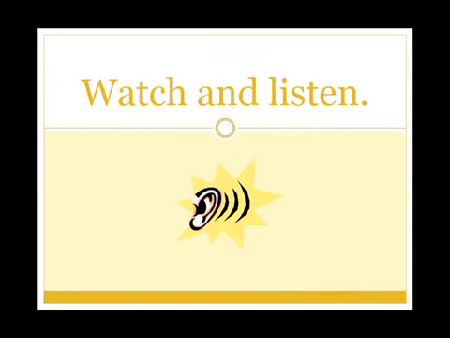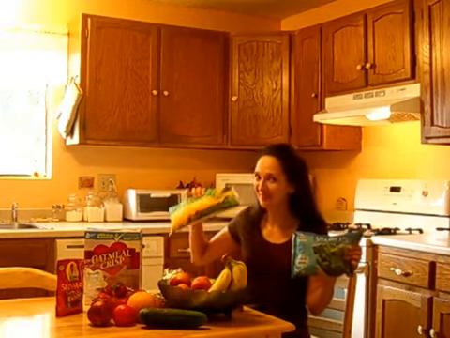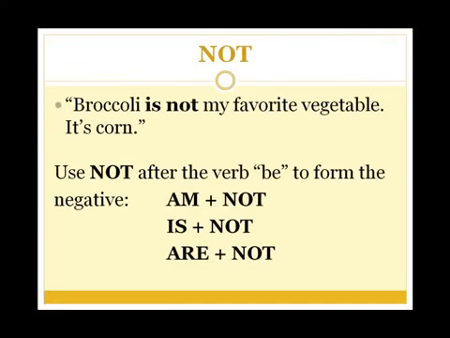Watch and listen. Broccoli is not my favorite vegetable. My favorite vegetable is corn. Not helps us form the negative. Example, broccoli is not my favorite vegetable. It's corn. Use not after the verb be to form the negative.